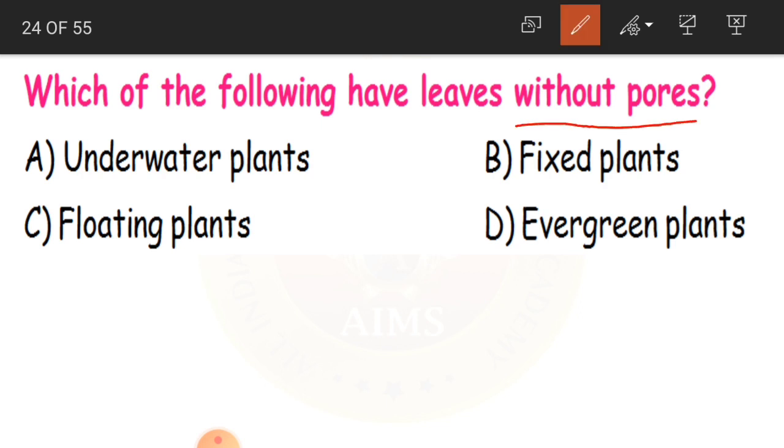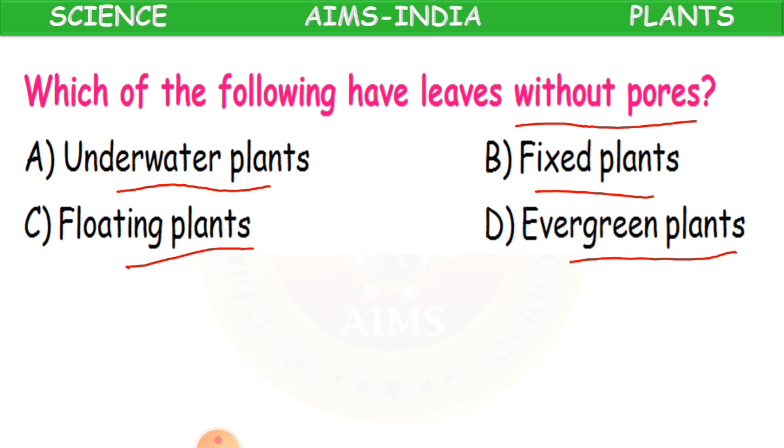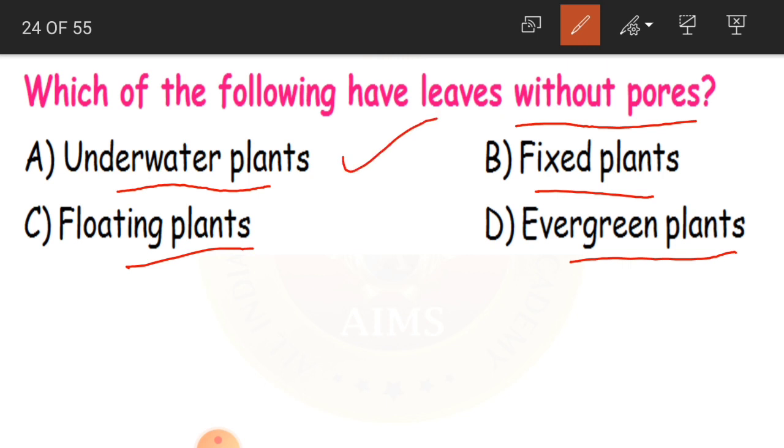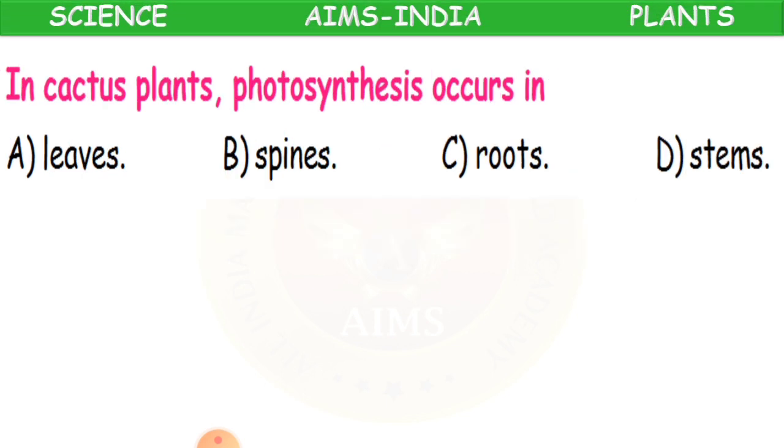A option is underwater plants. B is fixed plants. C is floating plants. And D is evergreen plants. So what will be the answer? It is A, that is underwater plants. Underwater plants do not have pores. So A is the correct answer. Clear, children? Now we'll go with the next question. That is the 7th one.